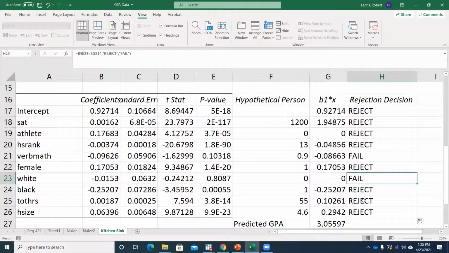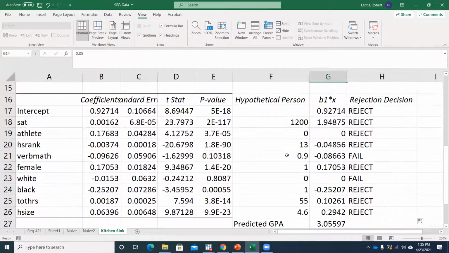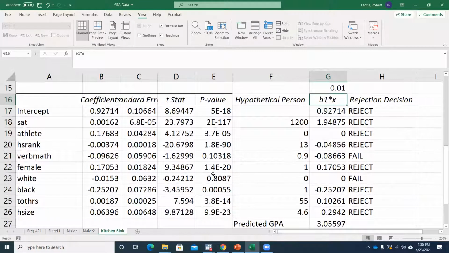Okay. But that's a nice, quick way we can make rejection decisions. Let's see, would these change? So we don't have any kind of intermediate p-values here, but I could change the alpha up here to 0.1 or 0.01, but I don't think any of the rejection decisions change here because the p-values are either really small or too large. Okay.